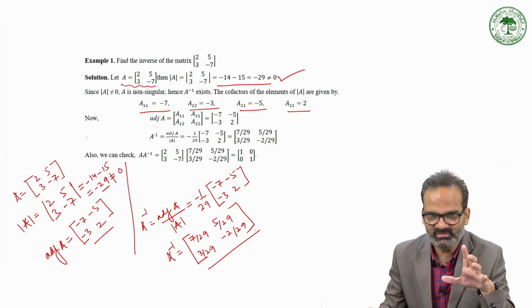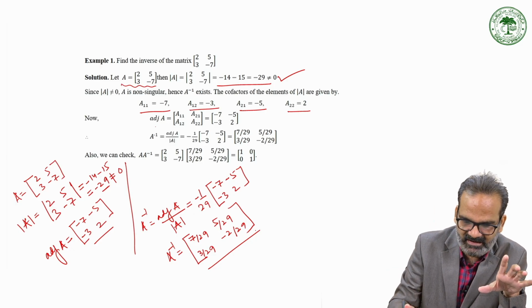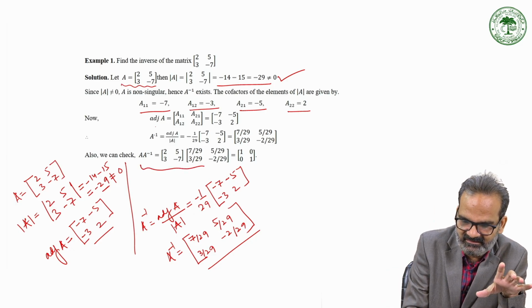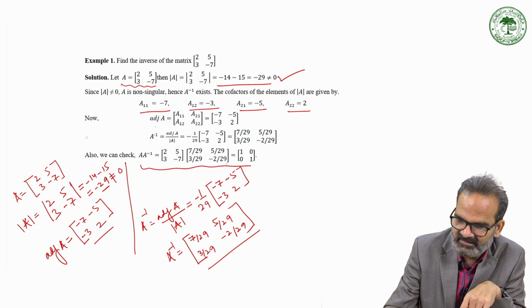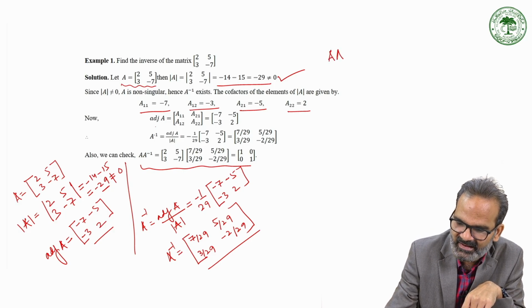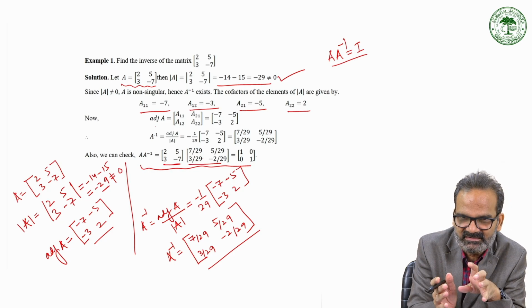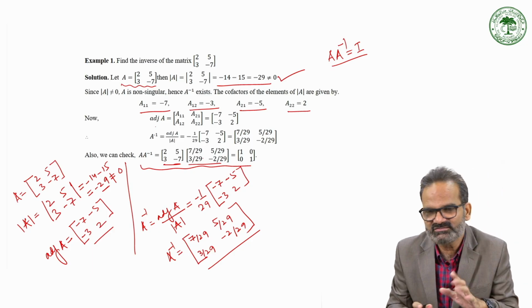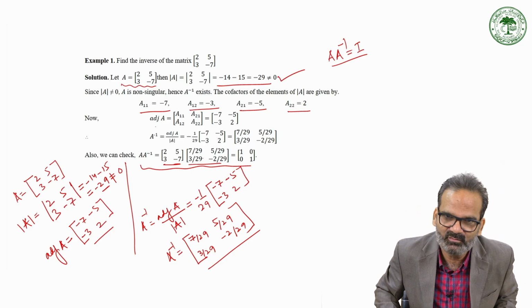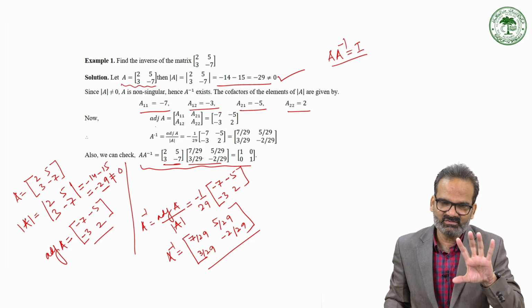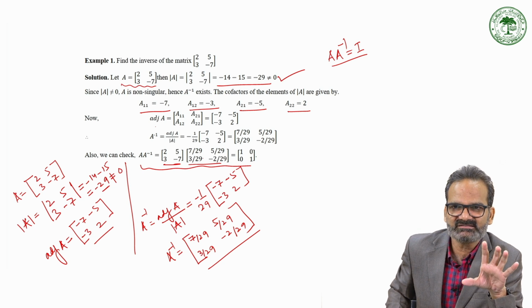And as I told you, we can also check our calculation. We have checked it here. If A is correct, then A multiplied with its inverse should come out to be an identity matrix. This is the matrix A, this is the inverse. Multiply these two matrices and the product is coming out to be an identity matrix. So this is how we can calculate the inverse of any matrix.